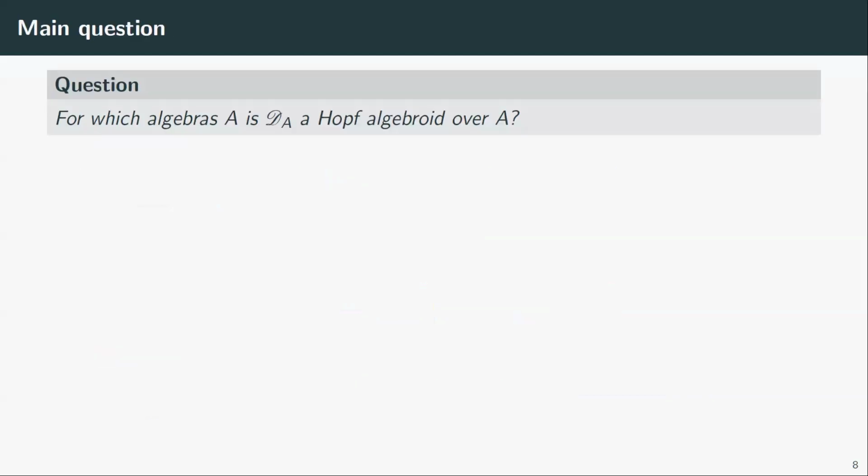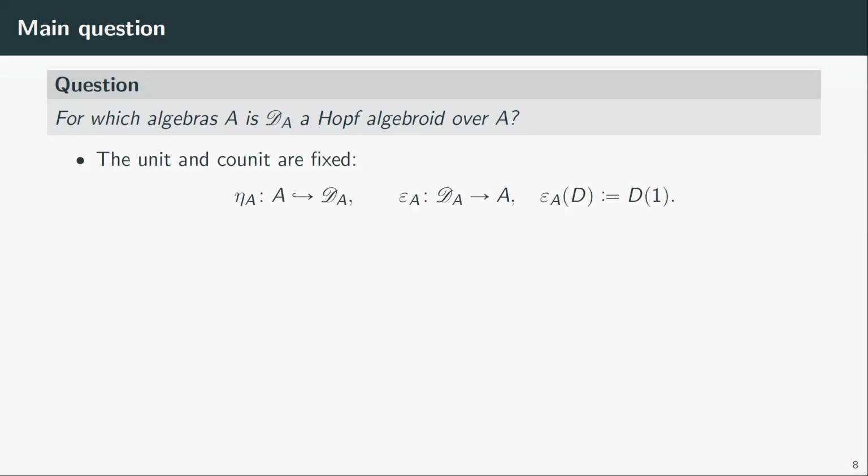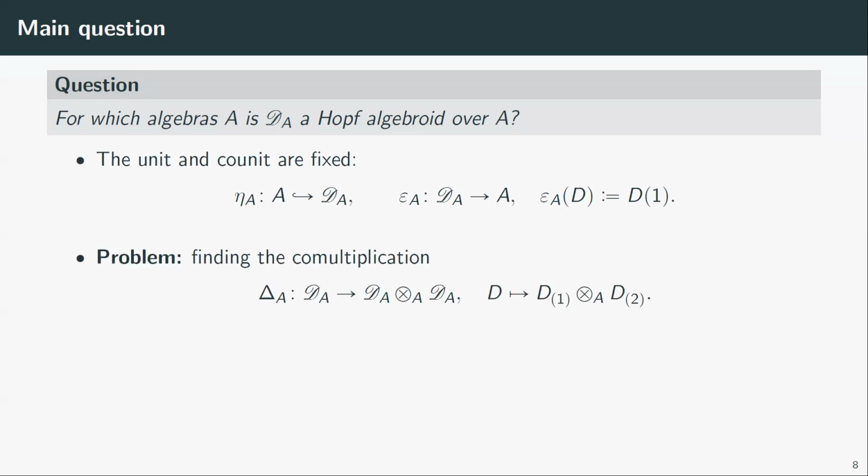So our main question is, we want to know for which algebras A its ring of differential operators dA is a Hopf algebroid. In our case, the unit and co-unit are fixed. The unit is just the embedding of A into dA, and the co-unit is the evaluation at 1. The problem is to find the co-multiplication, especially for those elements which cannot be written in terms of derivations.